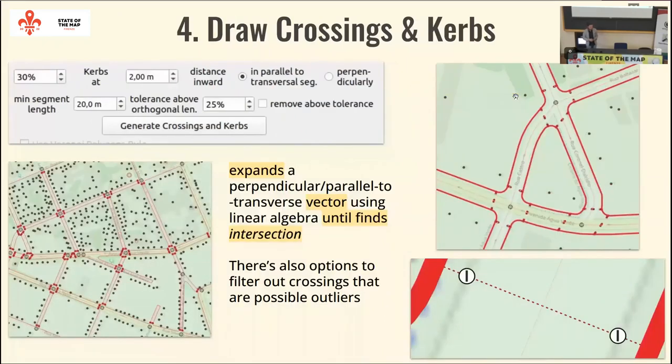And the next step is to draw crossings and kerb access points. Okay, it spans a perpendicular vector. It's a lot of linear algebra operations. It's not that complex, but it draws for the entire situations, and there are options to filter out possible outliers in the generation process.